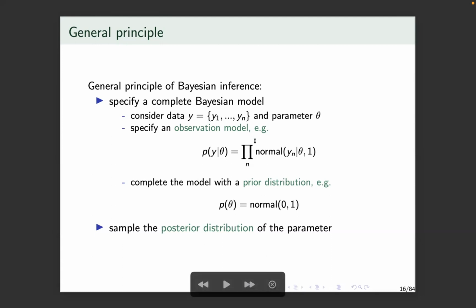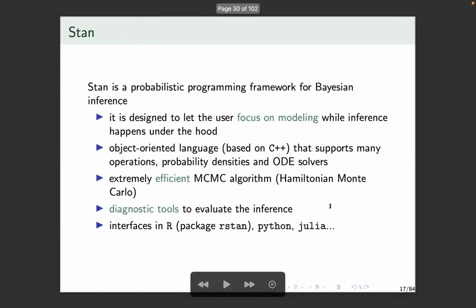Since we have made the independence assumption, the whole likelihood can be written as the product. And we give a prior also to this unknown parameter theta, for instance, a normal distribution. So what we would like to find now is the posterior of the parameter theta. And here's where Stan would help.